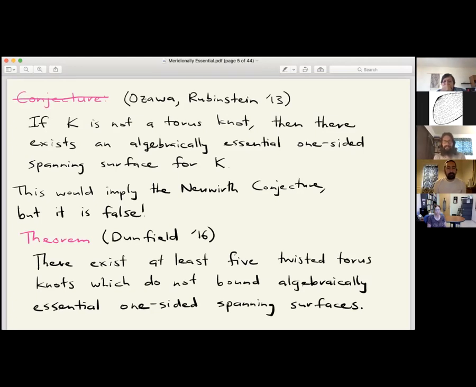Okay, unfortunately, this conjecture is not true. Okay, so there are knots which do not bound algebraically essential one-sided spanning surfaces. This was shown by Nathan Dunfield. He did a computer search using spun normal surface theory, and he found 5 examples. They were all twisted torus knots, and they don't bound algebraically essential one-sided spanning surfaces, but nevertheless, these knots do satisfy the Neuwirth conjecture.